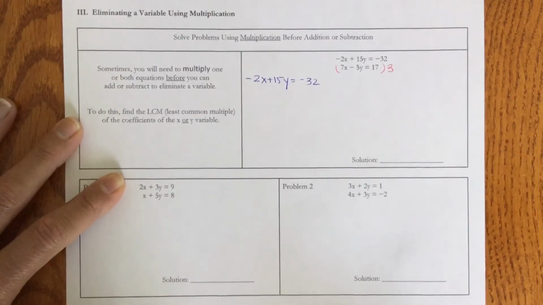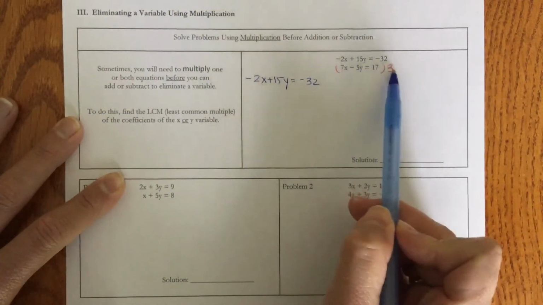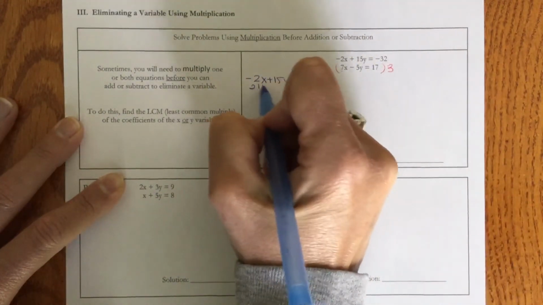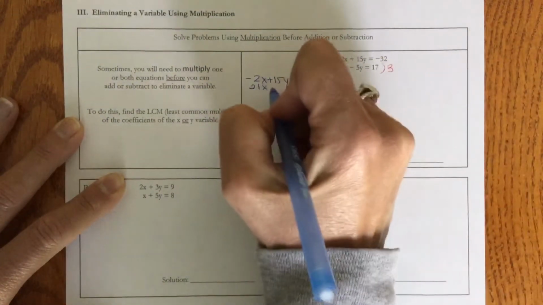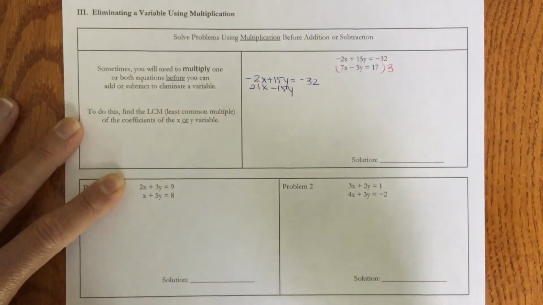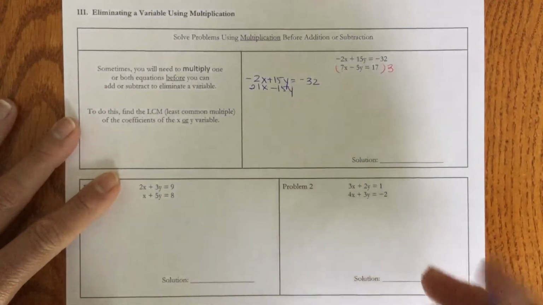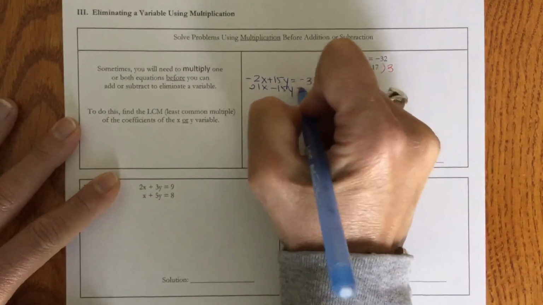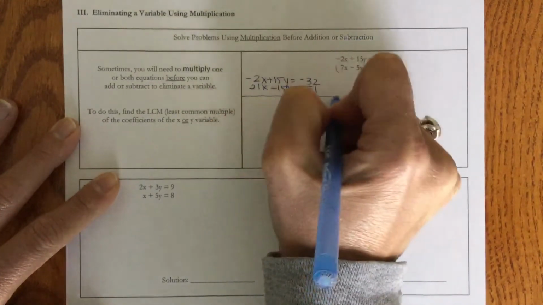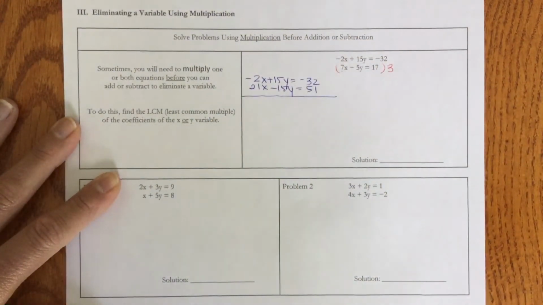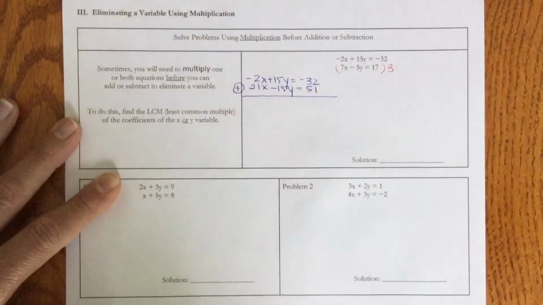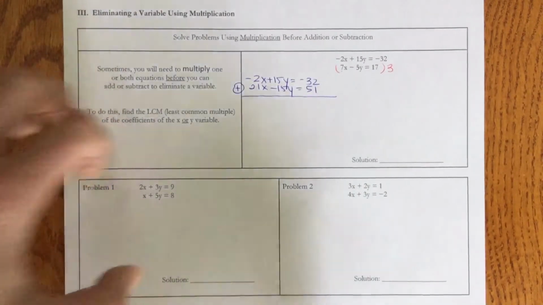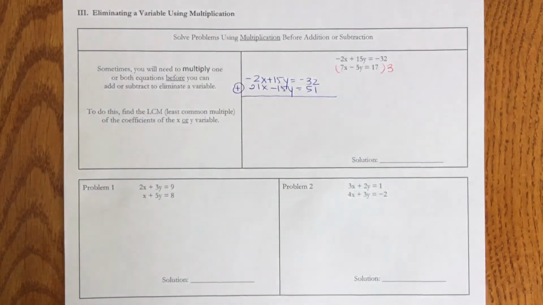I have to multiply every term by 3. So 7x gets multiplied by the 3 to make 21x. -5y gets multiplied by the 3 to make -15y. And 17 gets multiplied by the 3 to make 51. I now see that the y's have the same coefficient. If I add these two equations together, I can create a zero pair for the y and eliminate the variable.